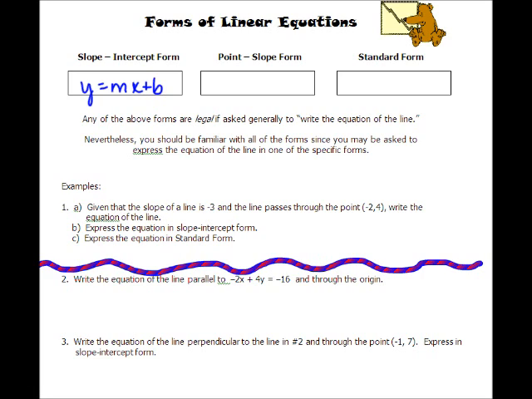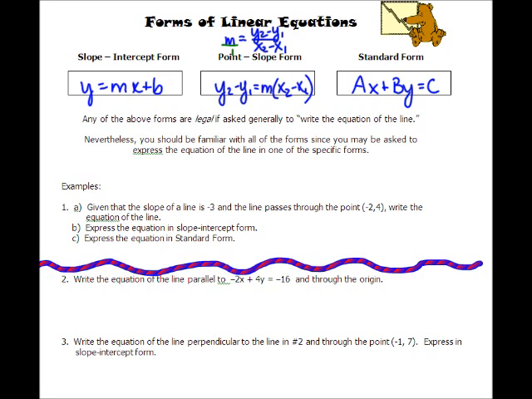Point slope form, which coincidentally comes right from the formula for slope, which is my change in y over my change in x. If you think about this as being cross-multiplied, I get the equation of my point slope form, which is y2 minus y1 equals slope times the quantity x2 minus x1. And standard form is ax plus by equals c. And we talked about these a little bit when we did functions.